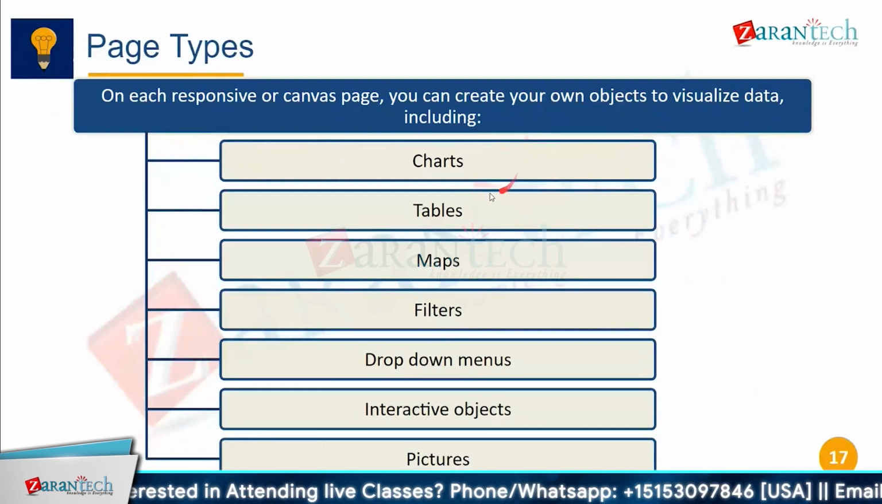So you can add charts in a page, tables, maps. Then we have something called filters. So when you want to restrict or you want to see specific data, then filters is what we use. Then we have drop-down menus. Then we have interactive objects. Then we have pictures. So in case you want to add some images, yeah, we can add those. So as I said, this is possible only in responsive and canvas page, not in the grid page.